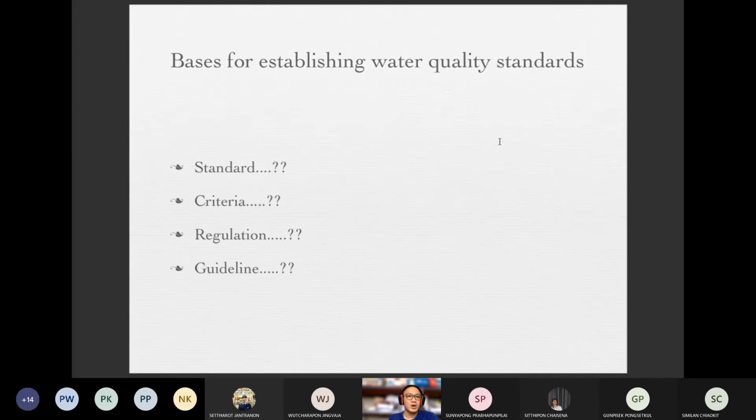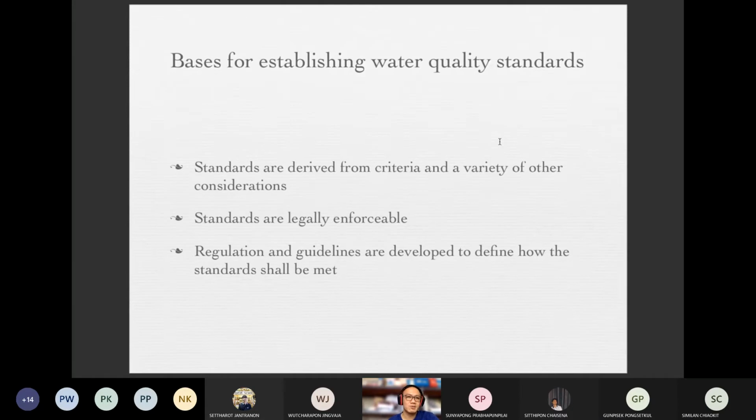In English, there are several words similar to standard: standard, criteria, regulations, and guidelines. These are similar, but they are not the same. Only the standard is legally enforceable.